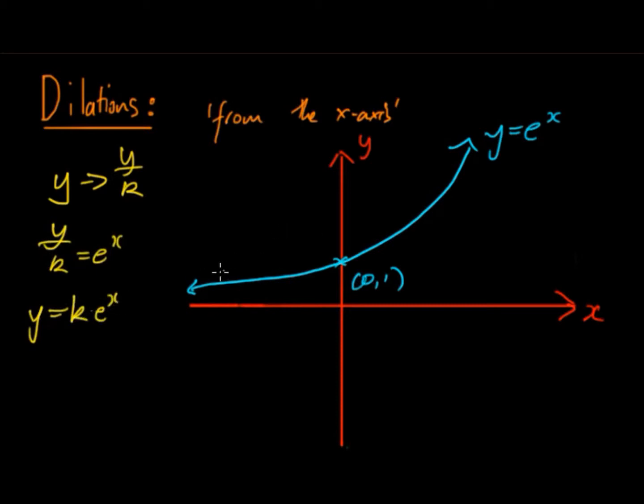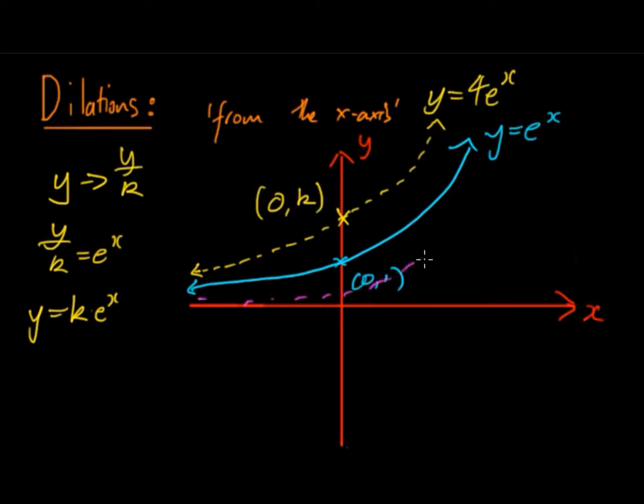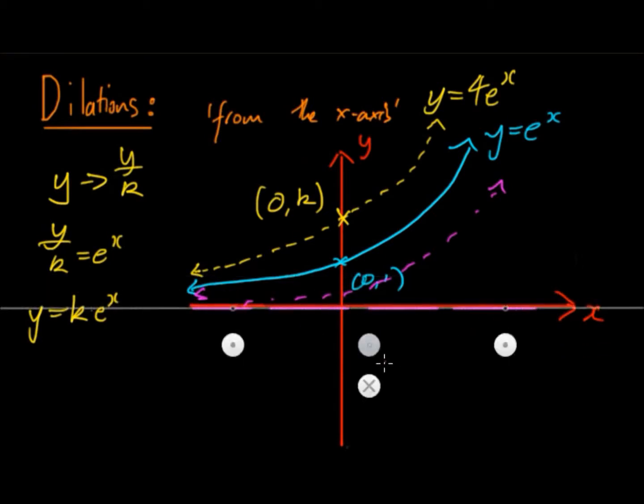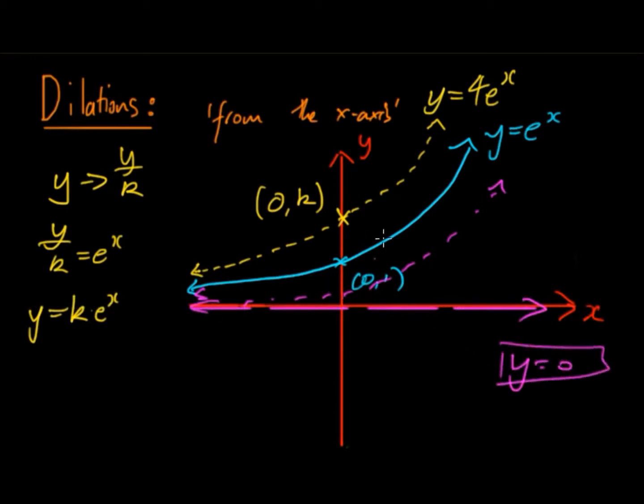This means we'll get things such as here, where this is y is equal to, let's say, 4 e to the x. Now this point here is going to be 0, k. So this time it was 4, so it's going to be 0, 4. Then if it's a fraction, it will be lower, so it'll be down here. The main thing to note is that the asymptote doesn't change. So the asymptote is still here. And that's quite important. So the asymptote doesn't change when you're dilating from the x-axis. However, that y-intercept does.